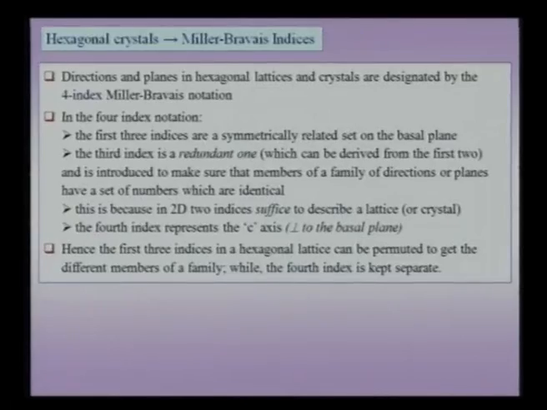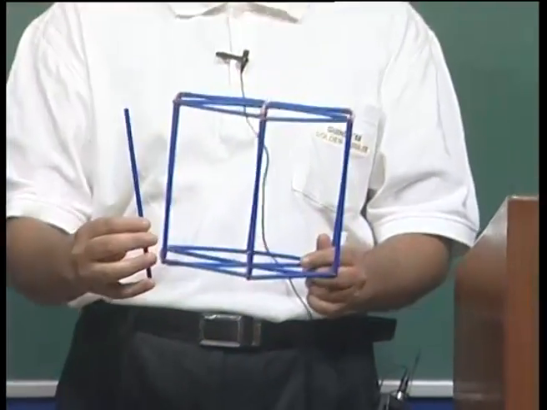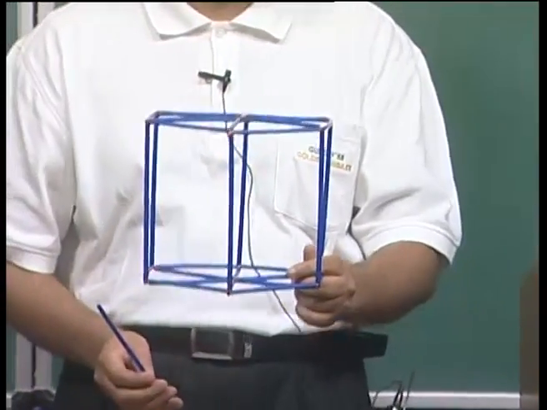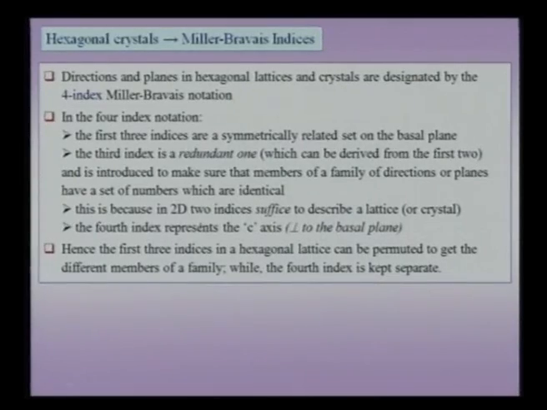The fourth index is along the C axis. Suppose this is my hexagonal cell, the fourth index, the C index, is along the vertical direction. So, whenever I am dealing with hexagonal lattices or crystals, I can permute the first 3 indices to get the distinct members of the family, and the fourth index is kept separate. We have to remember the fourth index is separate crystallographically as compared to the first 3 indices in the Miller-Bravais notation.